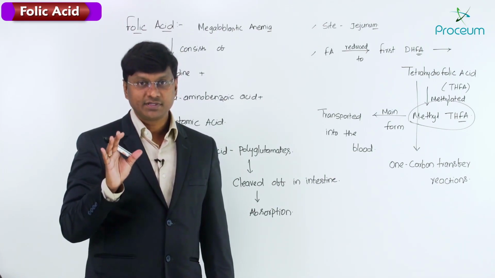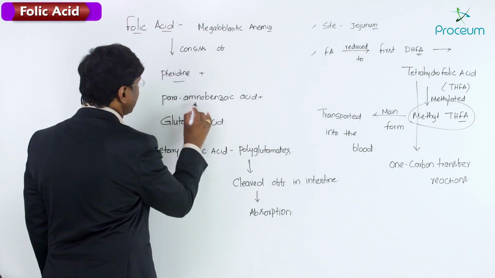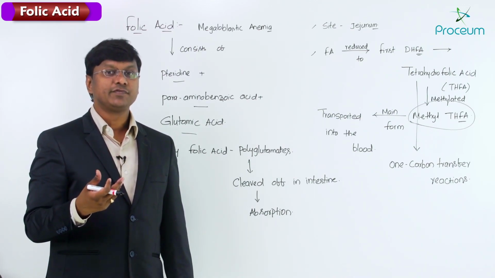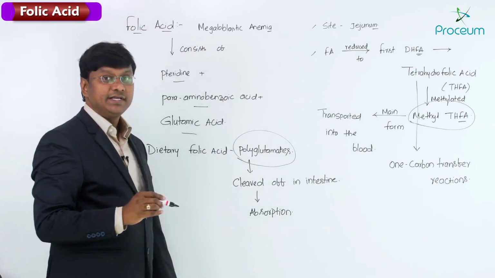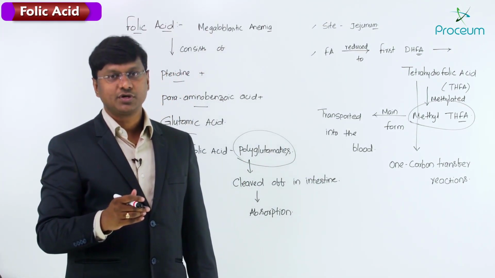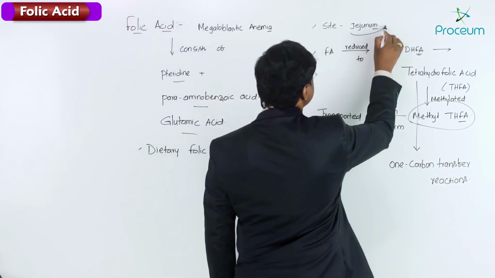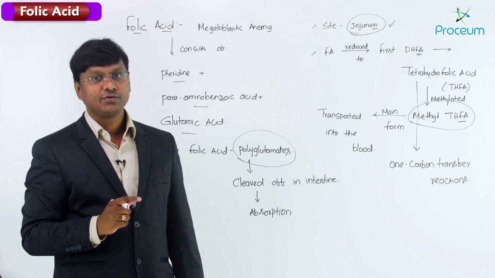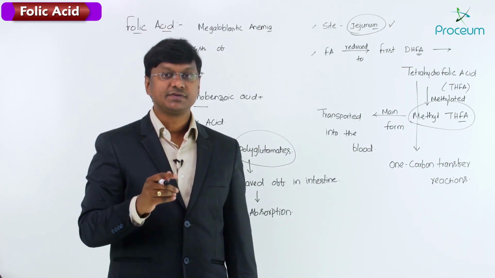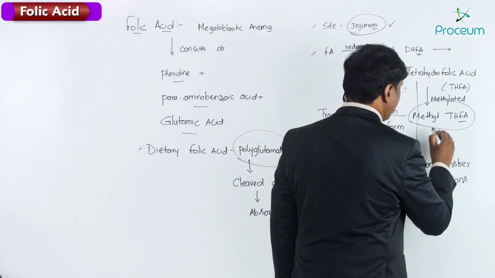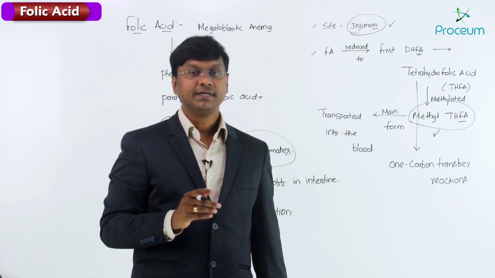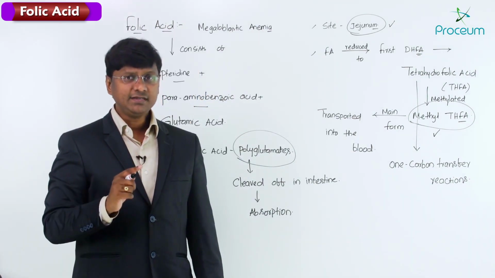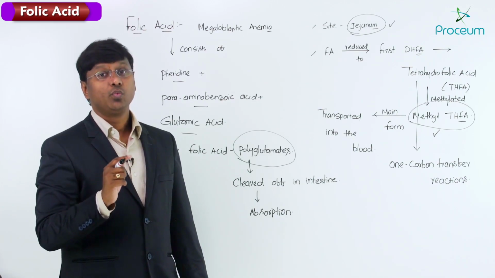Let me shortly recap folic acid. It consists of pteridine, para-aminobenzoic acid and glutamic acid, and its deficiency will result in megaloblastic anemia. The dietary form is polyglutamates, which are cleaved in the intestine before absorption, and the major site of absorption is the jejunum. Folic acid is reduced first to dihydrofolic acid and then to tetrahydrofolic acid, which is methylated to form methyl tetrahydrofolate. The latter is the main form in which it is transported in blood, and tetrahydrofolic acid participates in many one carbon transfer reactions.